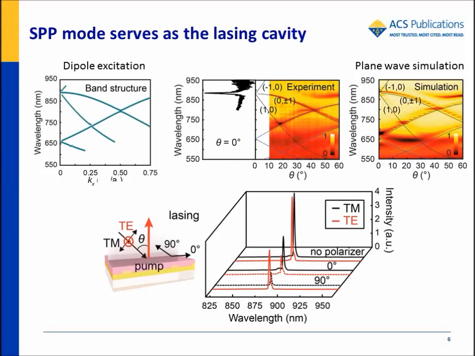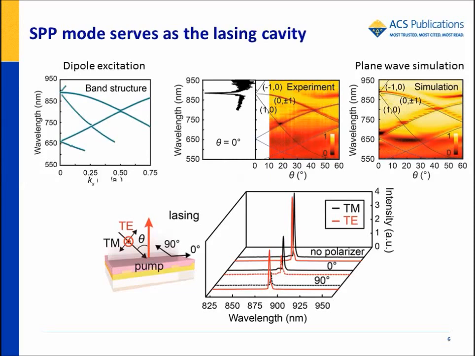We further characterized the polarization state of the laser emission. To do this, we pumped the system with two different configurations, transverse magnetic and transverse electric. We put a linear polarizer in between the sample and the spectrometer, and rotated the polarizer in each pump configuration to record the output lasing intensity.